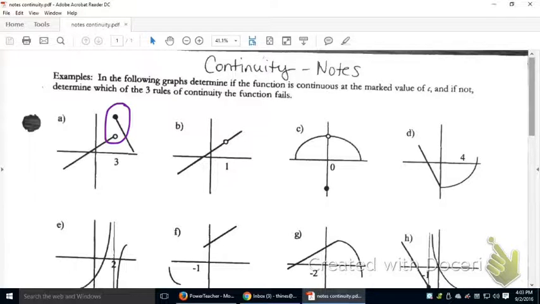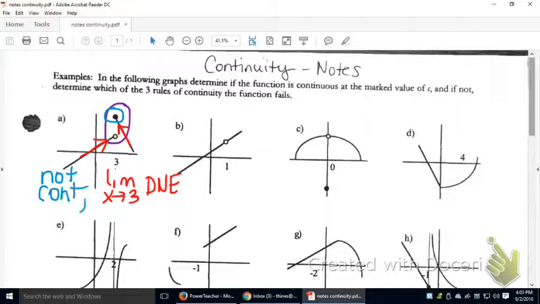So when I think about the three rules, the first rule says the limit as x approaches 3 has to exist. Well, the limit doesn't exist because as I approach 3 from the left, I'm approaching the hole, and as I approach 3 from the right, I'm approaching the point, and they're two different things. Just FYI, f of 3 does exist because there's a point there, and whatever that value is, that would be f of 3. So the answer is that it's not continuous, and the reason is because the limit as you approach 3 doesn't exist.